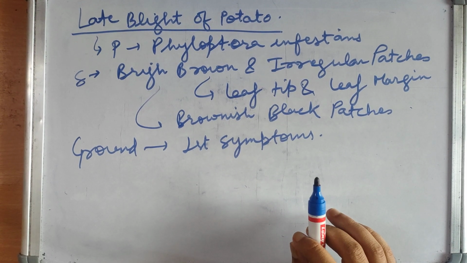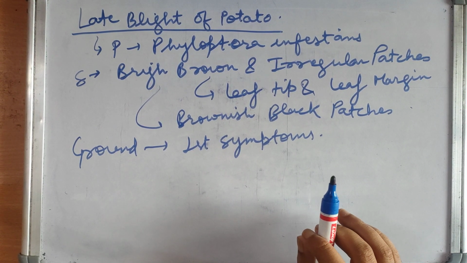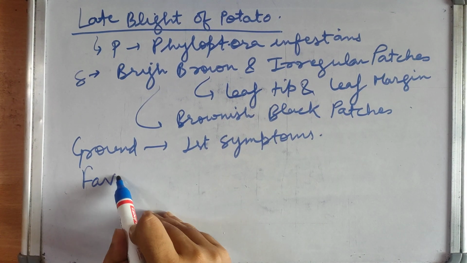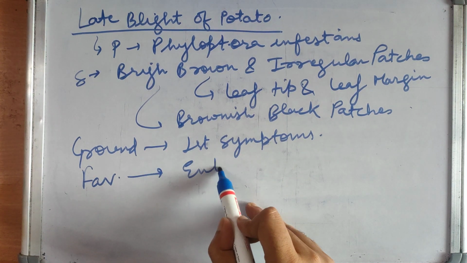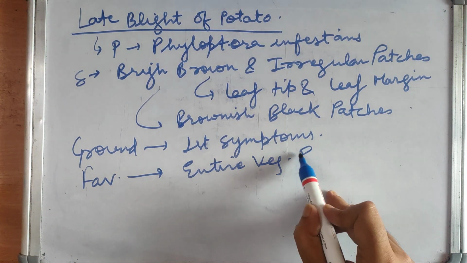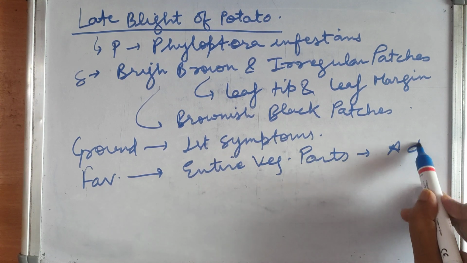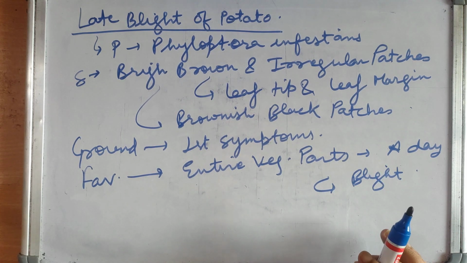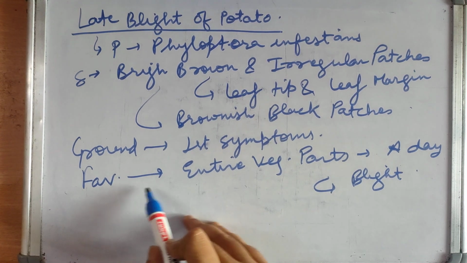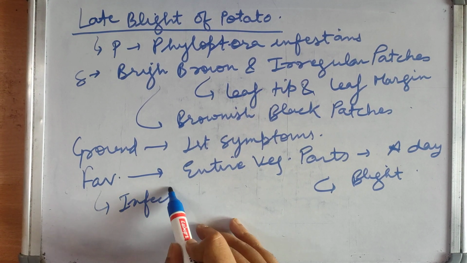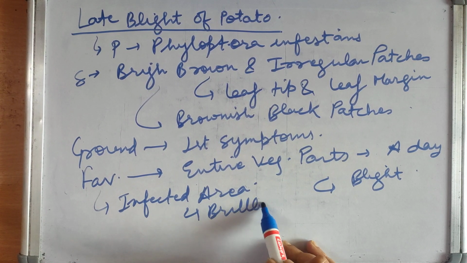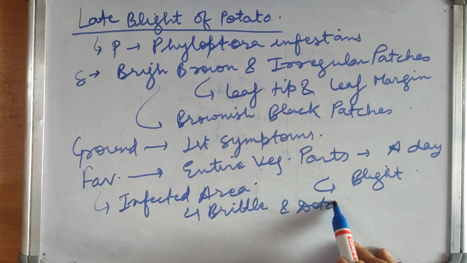In favorable conditions for the pathogen, the entire vegetative parts are killed within a day, hence it is called blight. In a favorable environment, the infected area becomes brittle and gets detached from the plant.